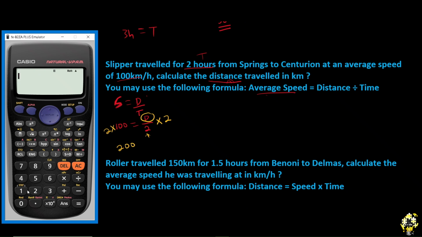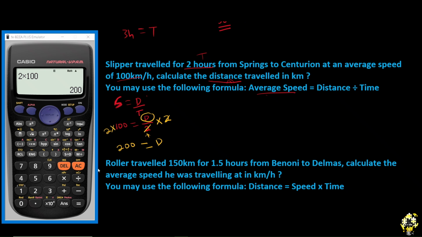I'm sorry for doing mental maths. It might not be 200. Come on. There we go. It's 200. And this 2 will cancel this 2. It's going to be a D. So basically the distance is 200.